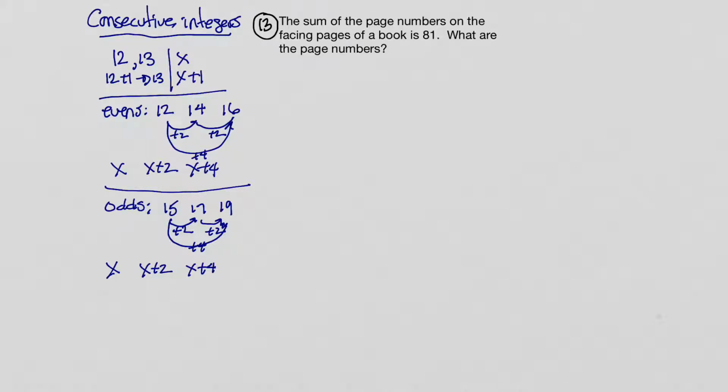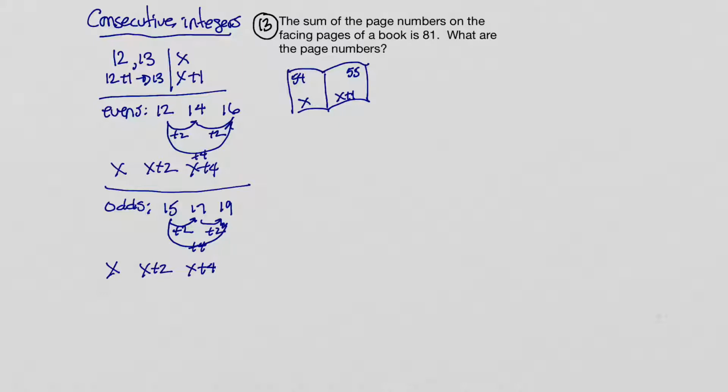In problem 13, we've got the sum of the page numbers on facing pages of a book. Now let's get a picture of what this might look like. Here's supposed to be a book, and here's facing pages. So maybe this might be like page 54, and then this one would be one more, because they're facing pages, 55. So these are going to be consecutive integers. So if this one is x, this one must be just one more. They're facing pages, x plus 1.